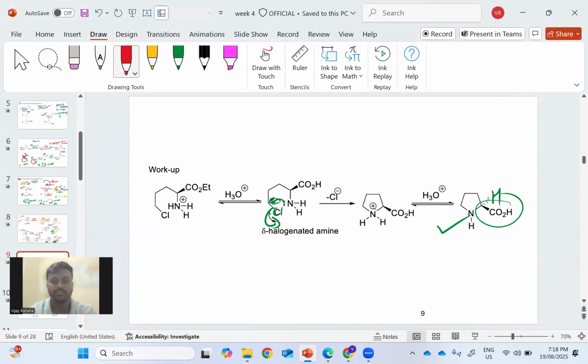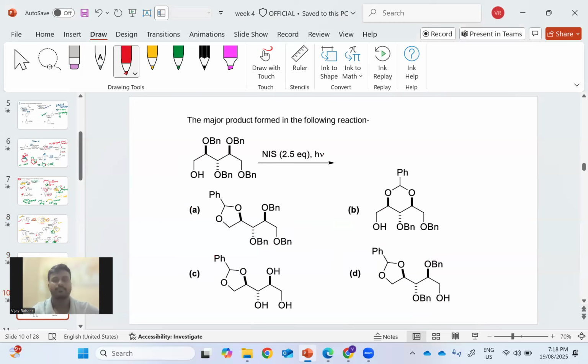Upon further nucleophilic attack of this amine on the carbon center which has the chloro group, it gives the formation of the 5-member ring. And obviously, upon workup, the positive charge, this proton, is abstracted by water. So this water abstracts this proton, giving H3O plus and gives the product. Any doubt in this question?